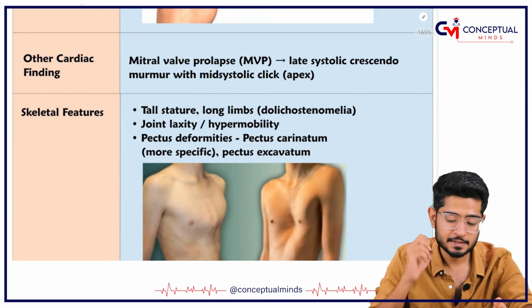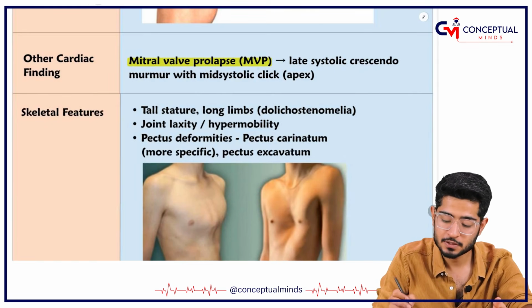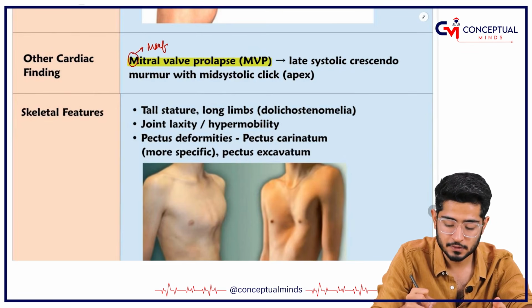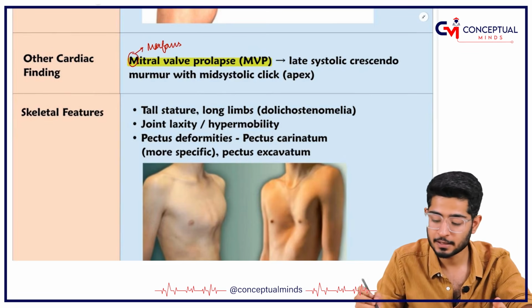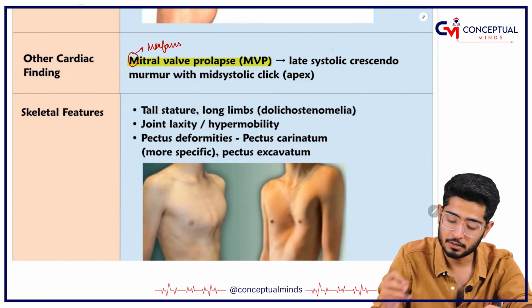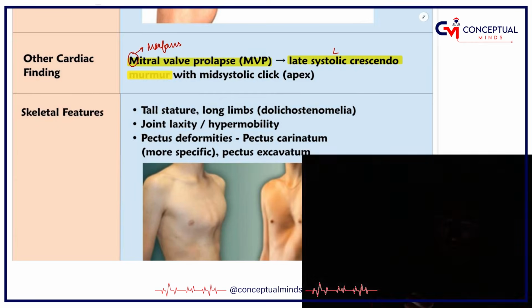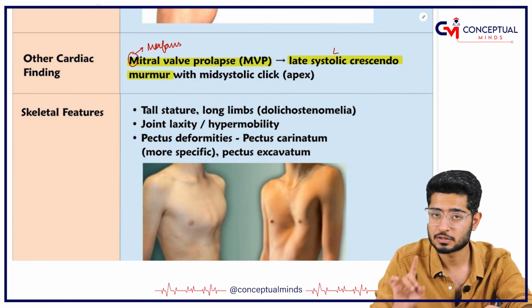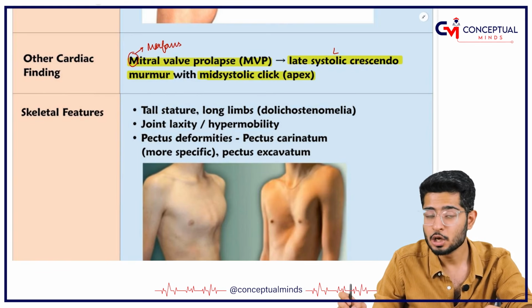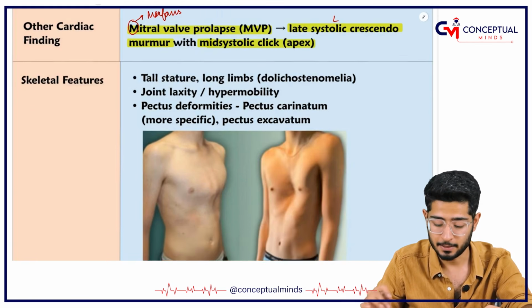Other clinical findings include mitral valve prolapse. So M for Marfan's, M for mitral valve prolapse. This is also important and you should understand that. What happens in mitral valve prolapse? Just learn this: there is going to be a late systolic crescendo murmur with a mid-systolic click at the apex.